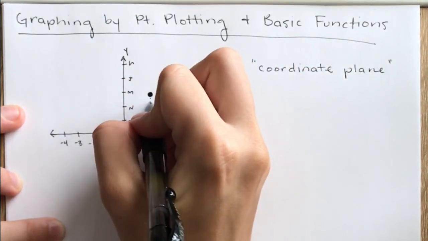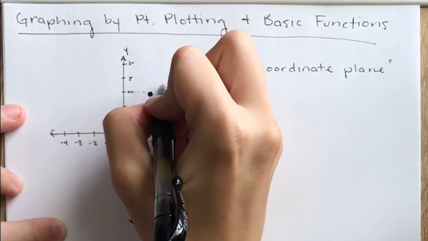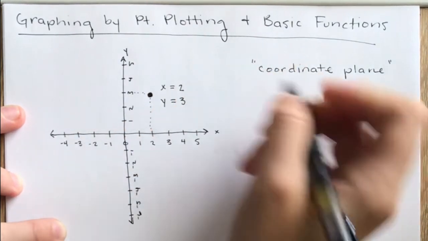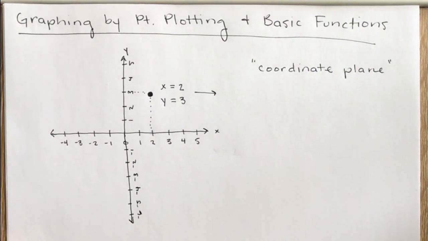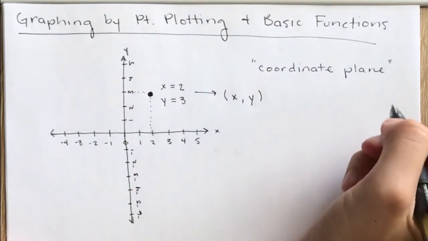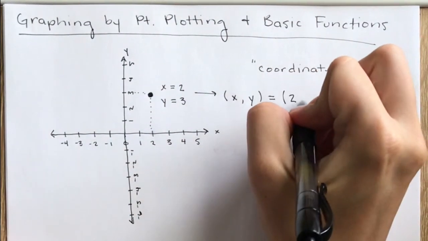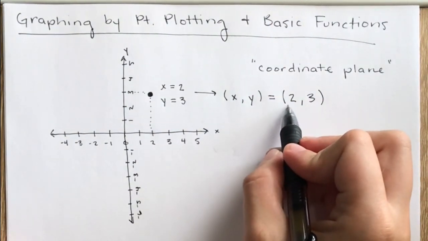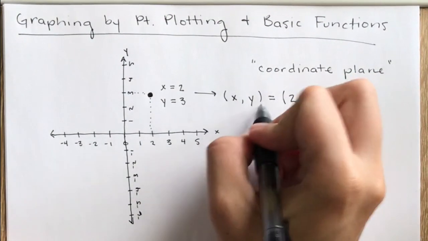So here x is 2, y is 3. So here x equals 2, y equals 3. And how can we write this in a more compact way? Well, typically we represent points in the coordinate plane by (x, y). And here, (x, y) is, again, x is 2, and y is 3. So we identify points here, right? This is a point in this form, (x, y).